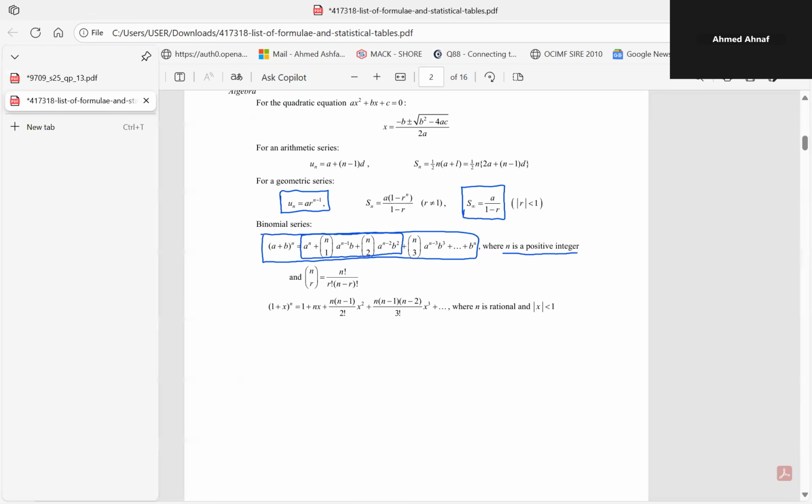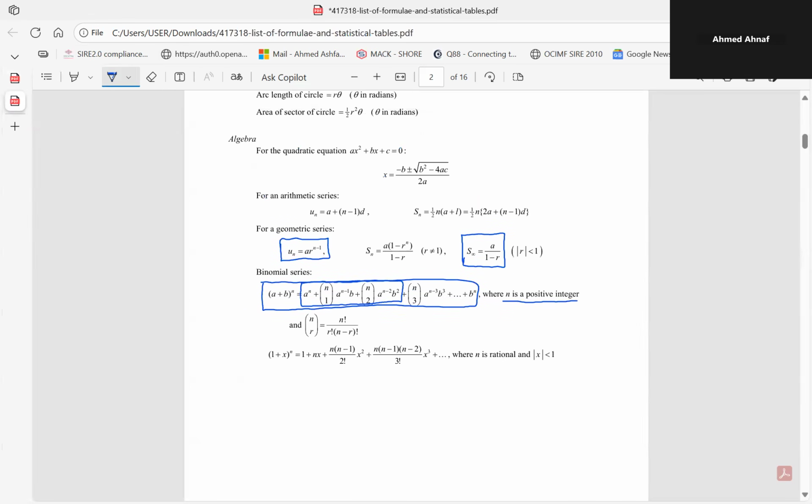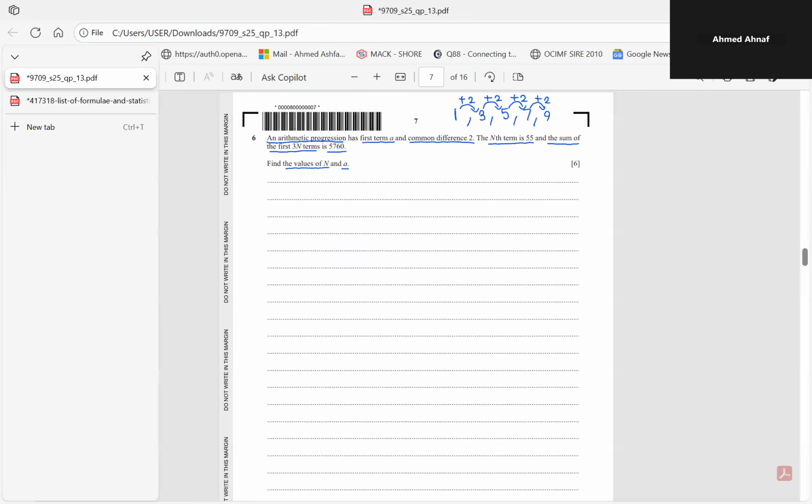All right, first let's look at the formulas relating to arithmetic series. So this is the formula for the nth term in an arithmetic series. So a is the first term, plus n minus 1 multiplied by d, which is the common difference.